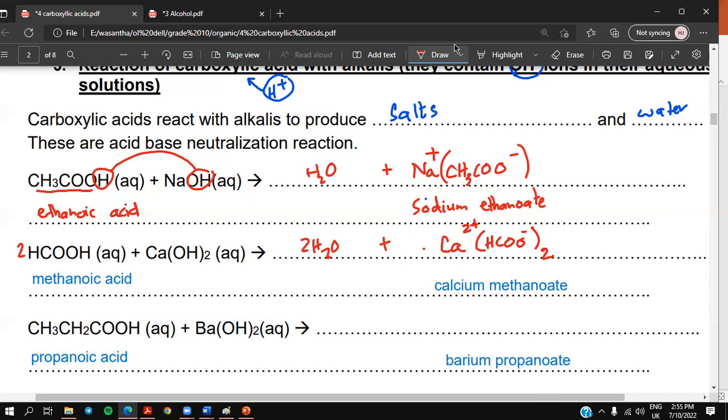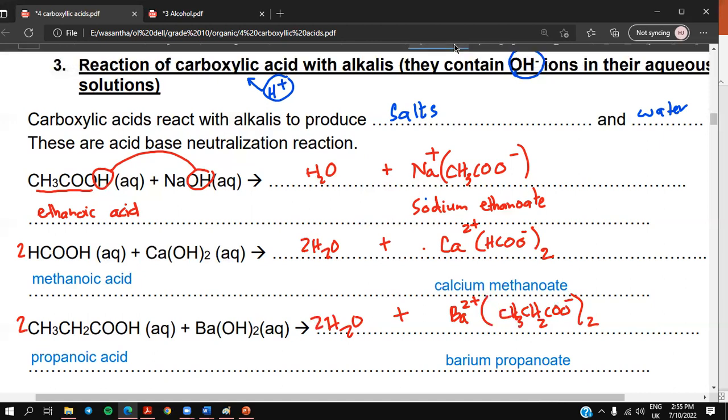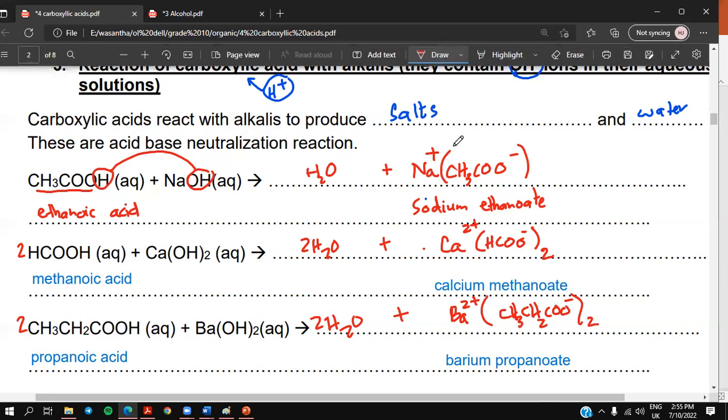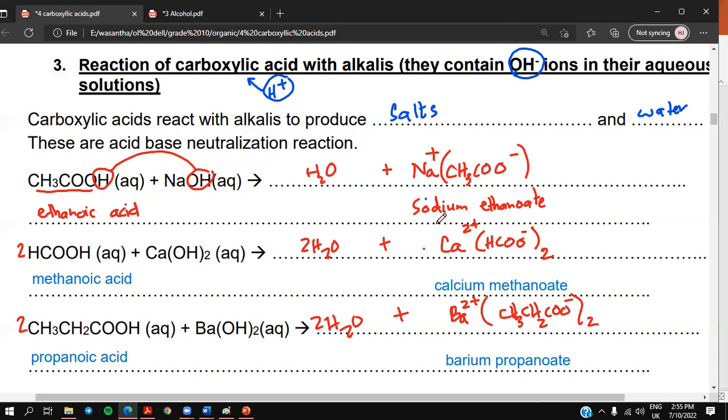The last one is barium propanoate, the salt produced. Before that, water is produced. Water plus barium propanoate. We write barium. Barium is 2 plus. Propanoate is CH3CH2COO minus. There should be twice. Because the propanoate part is twice here, I have to add 2 in front of this. And I can add 2 H2O here. This is how carboxylic acids react with alkalis in acid-base neutralization reactions. You can check your work and do any corrections.